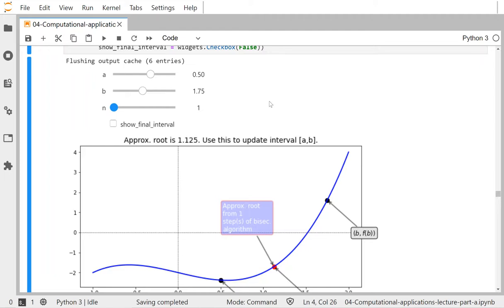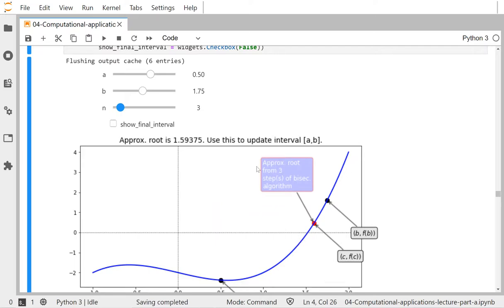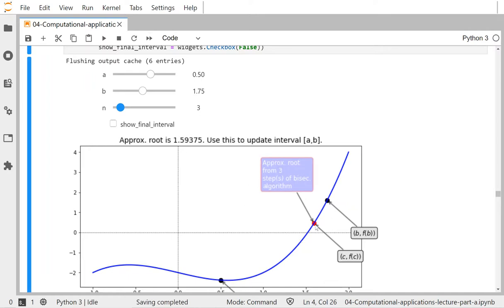step in my algorithm. If I use 2 steps, notice it's a much closer approximation to where the root is. That's from 2 steps. 3 steps, okay, it overshot, right? Let's look at that again. 2 steps, where here it was 1.4375 and the value is negative. At the third one, it becomes positive. It overshot where the root is because it's just dividing the interval.